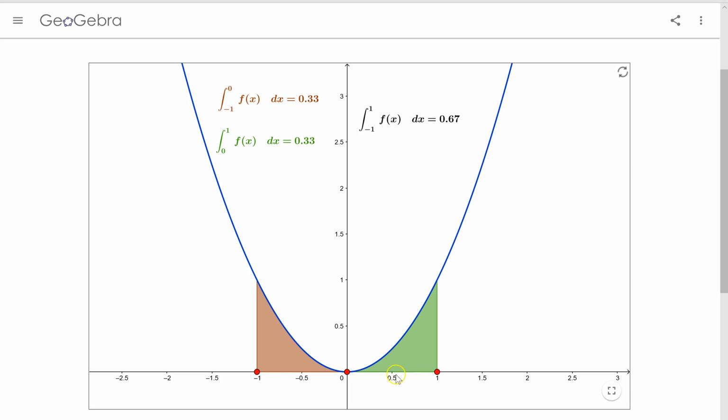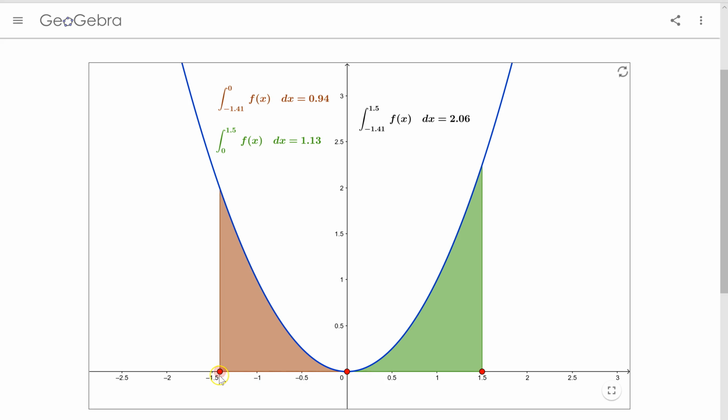Likewise, for an even function, the area under each side, for want of a better word, of our even function is symmetrical, so the total area is just twice the area under one side if we go from equal distances. So if I made this 1.5, for example, and made this 1.5, then either the brown or the green area are 1.13. The total area is double that, at 2.25. And that's just a rounding error on GeoGebra.